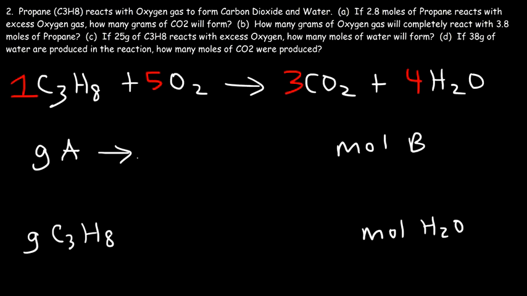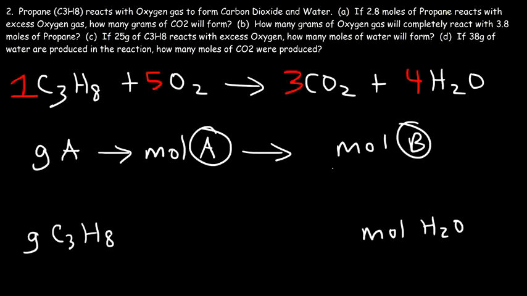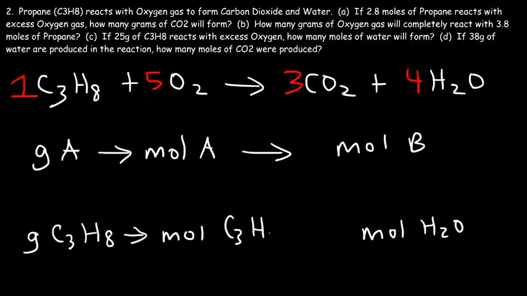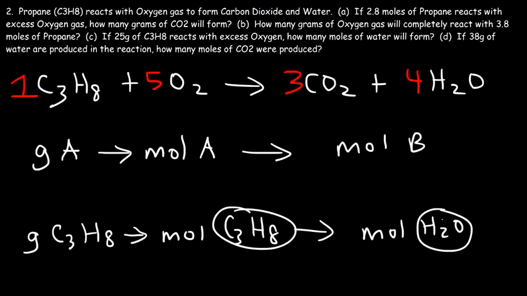So first, we need to change the unit. We need to go from grams to moles, and we're going to use the molar mass to do so. And then we're going to use the molar ratio to change the substance from A to B. So in our particular example, we're going to convert the grams of propane to the moles of propane using the molar mass of propane. And then we'll use the molar ratio to change the substance from propane to water. So basically, part C is the reverse of A and B.